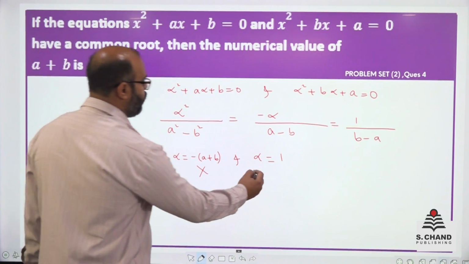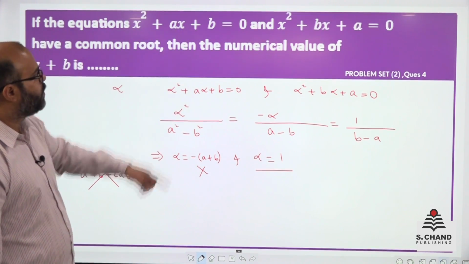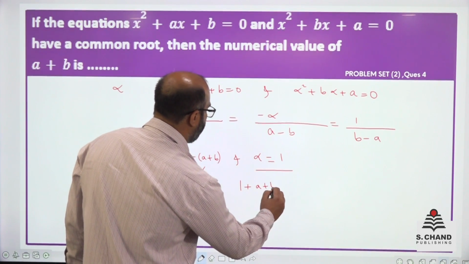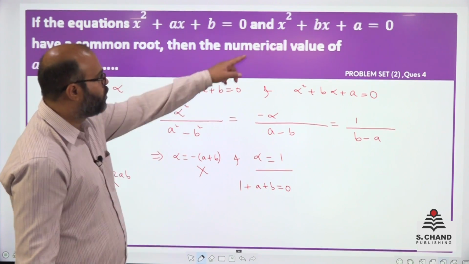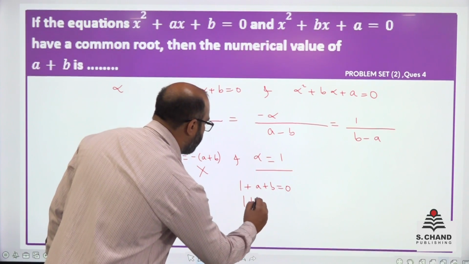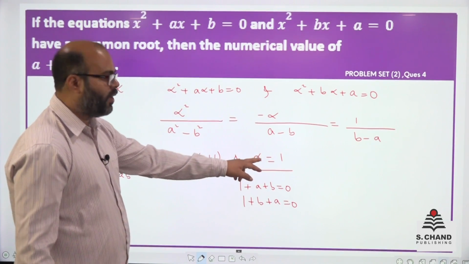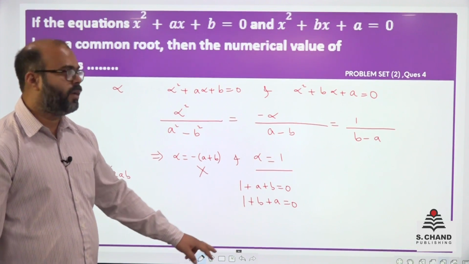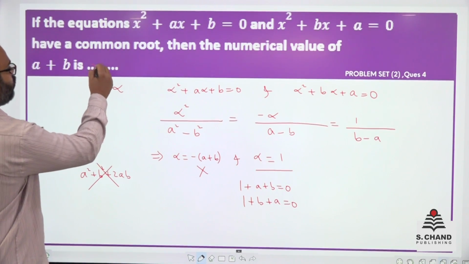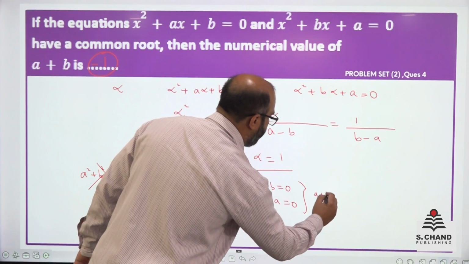For alpha is equal to 1, if you put alpha is equal to 1, 1 plus a plus b is equal to 0, and at the same time the second equation also becomes the same: 1 plus b plus a is equal to 0. So this value of 1 is satisfying both the equations simultaneously. So the numerical value of a plus b is actually coming out to be minus 1. Both will give you a plus b is equal to minus 1.